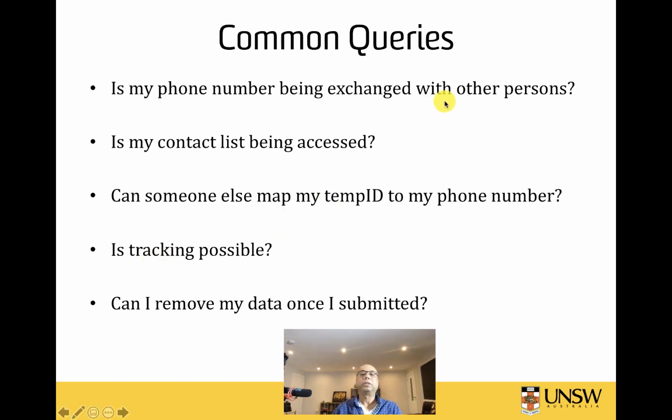So first question is, is my phone number being exchanged with other persons? The answer is no. As you saw there, the record has just the TempID. Is my contact list being accessed? Again, the answer is no. No one is accessing any contact list, at least from these apps.